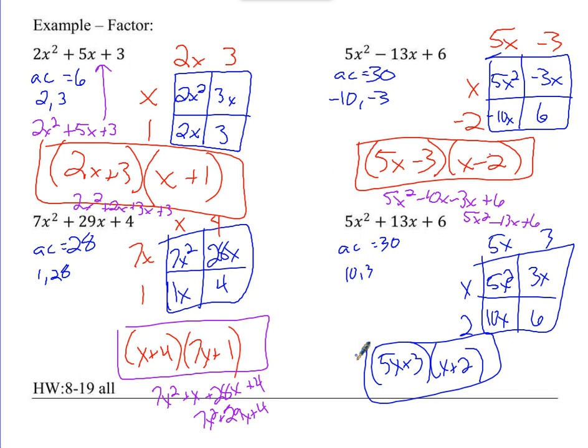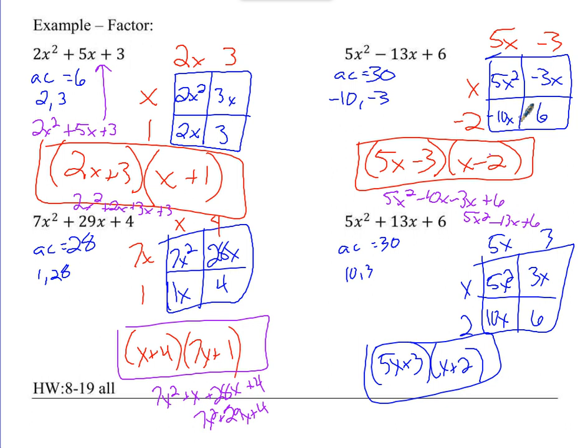Done. And then I check. Notice the difference between these two problems. 5x squared minus 13x plus 6. 5x squared plus 13x plus 6. What was the difference? Yeah, the only difference here was the minus sign and the plus sign. That changed my numbers here and here that I had to select.